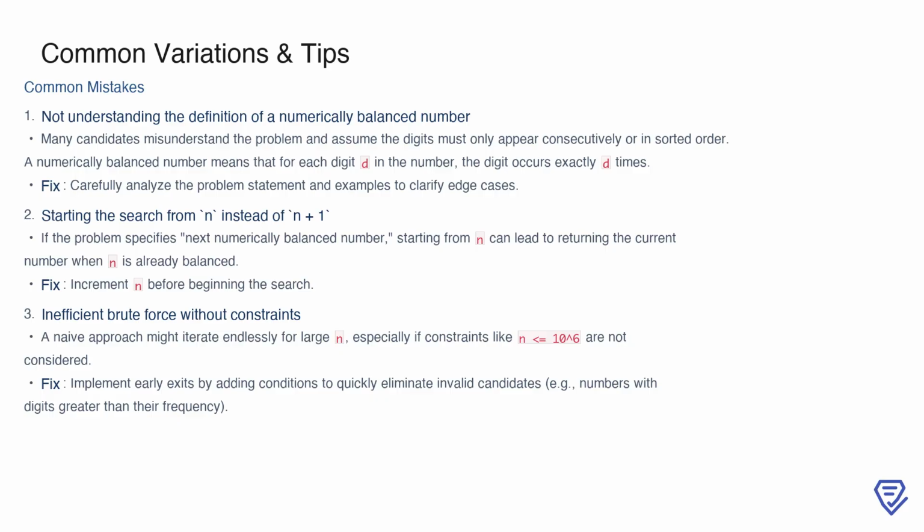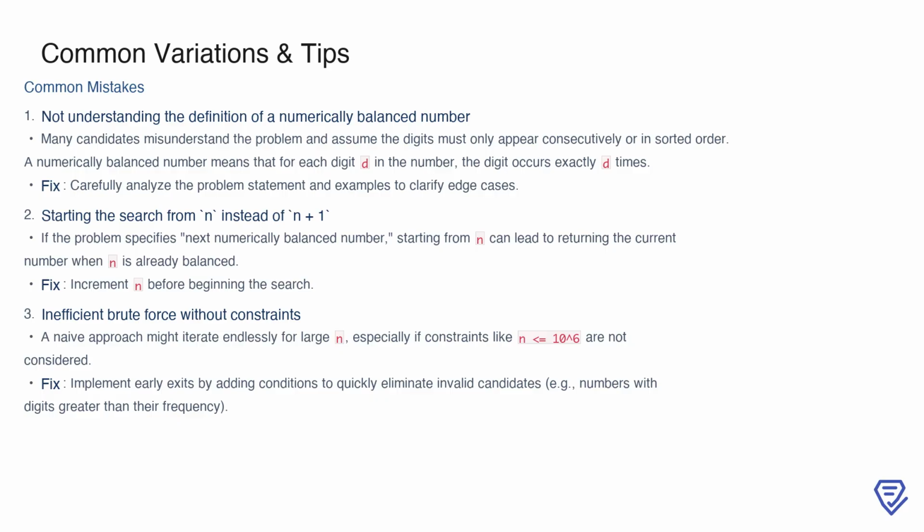If the problem asks for the next numerically balanced number, beginning from n can lead to returning the current number when it's already balanced. To fix this, always increment n before starting the search. Lastly, some solutions rely on inefficient brute force techniques, which can be problematic for large values of n, such as when n is up to 10 to the power of 6.